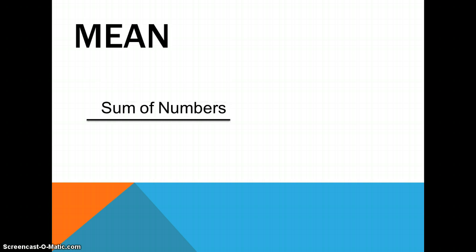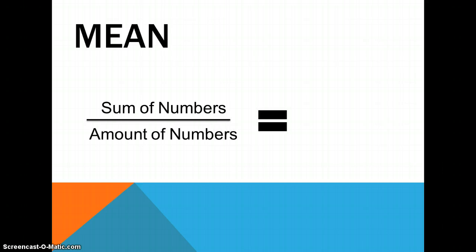In order to find the mean, we need to first add up all of the numbers in our list. We will call this the sum of numbers. Second, we need to count the number of terms we have added together. We will call this the amount of numbers. And once we find those two quantities, we will take our sum of numbers divided by the amount of numbers, and this will give us what is known as the mean.